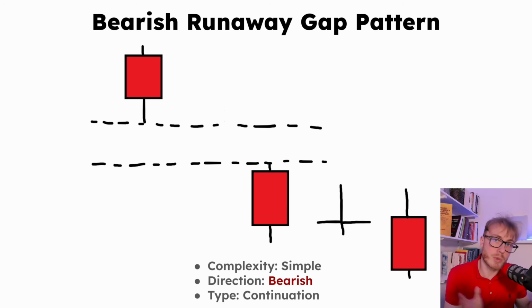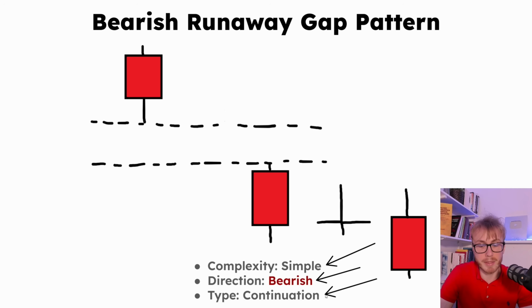So now let's switch the attention here and take a look at the bearish runaway gap. We can consider this a simple pattern because it consists basically of 0 candlesticks. It depends on how you define it, but I define this as a simple pattern. The direction here is bearish and the type is continuation.